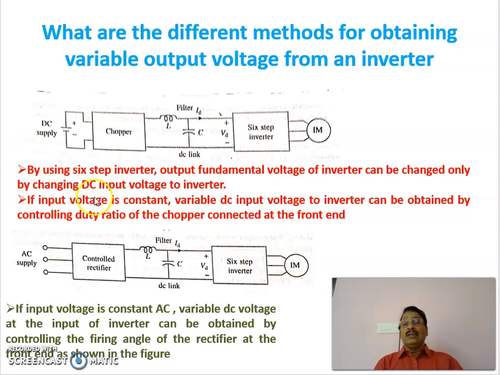Therefore, by these two methods, either by using a chopper if the input is a DC voltage, or by using a controlled rectifier if it is an AC input voltage, you can vary either the duty ratio or the firing angle. Thereby you can vary the DC input voltage to the inverter, and thereby the fundamental AC output voltage that is available at the stator of the induction motor. If the input voltage is a constant AC, a variable DC voltage at the input of the inverter can be obtained by controlling the firing angle of the rectifier connected at the front end, as shown in the figure.